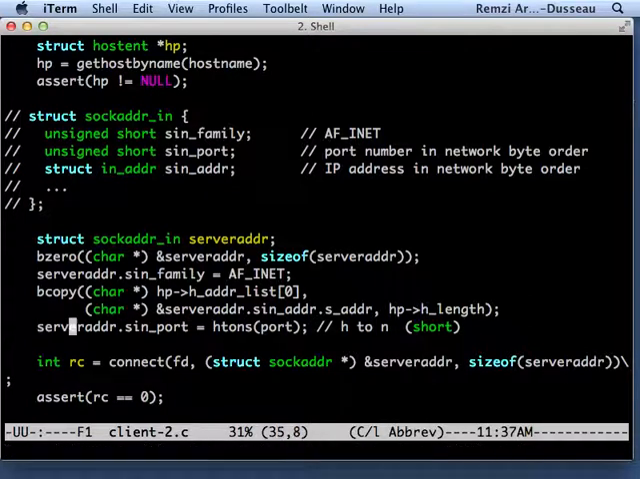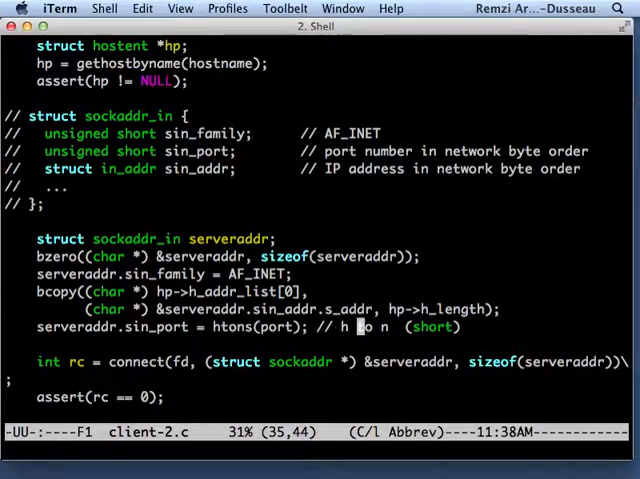And so you'll see a lot of calls like this around ints and shorts that are packed in these structures, which say convert from the host form to the network form, the network-agreed-upon byte ordering. And this is a short, since the port number is a short, so that's the S piece there.